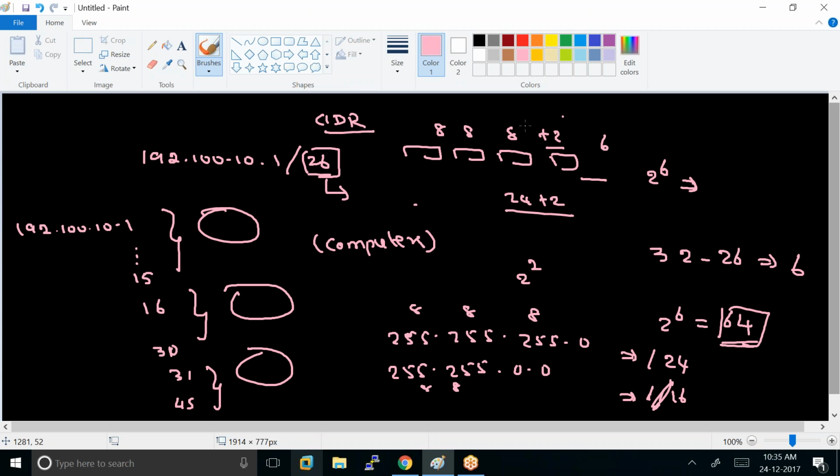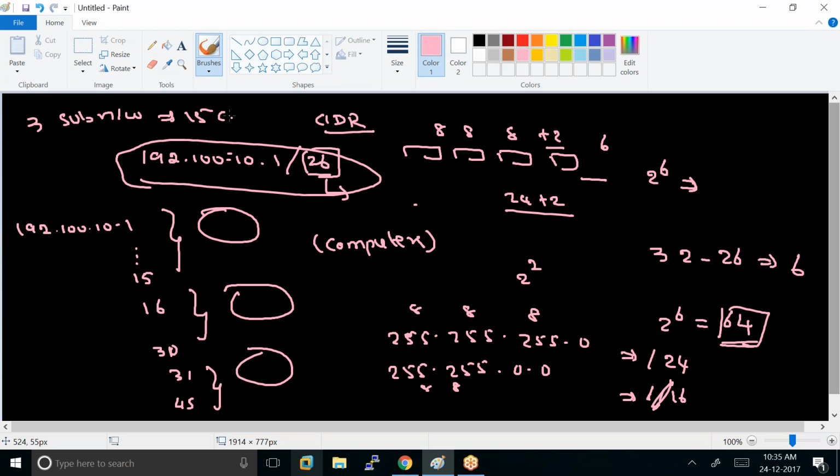In the classless addressing scheme, they will specify like this. Okay, given an IP and the CIDR notation, I want 3 subnets. Each subnet should contain 15 computers. Okay, this is the way by which we can split. Please make a note. While we are doing the practical with the VPC, virtual private cloud, you will have a clear identity, clear discussions. Okay, it will give you more clarity.